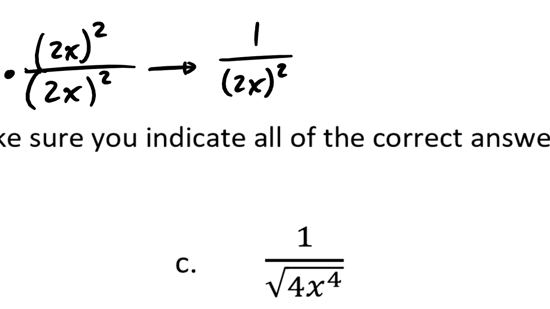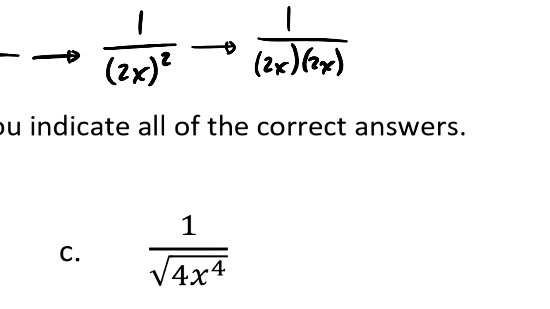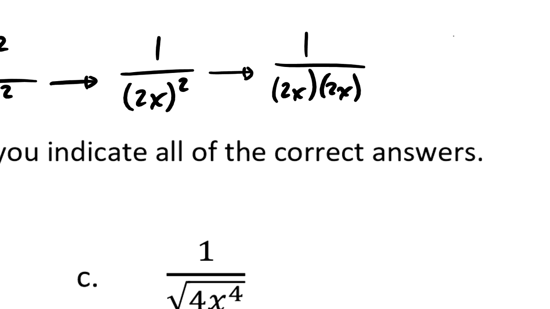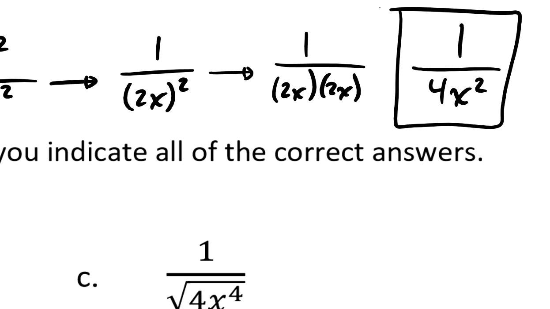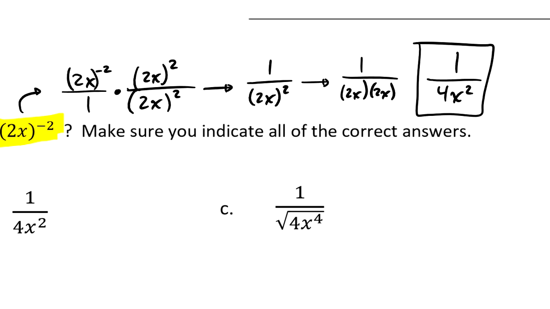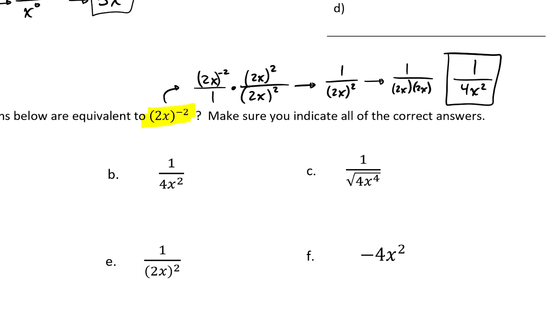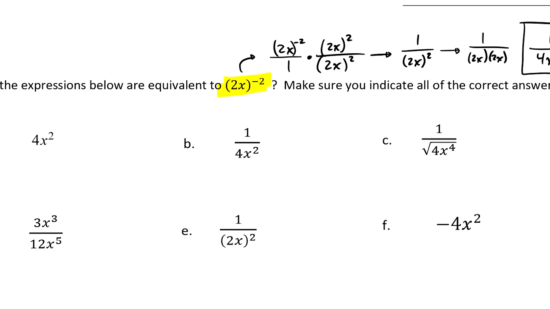So in my numerator, I've got the number 1, and in my denominator, I have (2x) in parentheses squared. Now that is 2x times 2x, and I'll write it out. There are 2 of those. 2x times 2x, and of course 2 times 2 is 4, and x times x is x squared. So my target is 1 over 4x squared. Anything below that looks like 1 over 4x squared is equivalent to the original expression. So I'm going to keep looking for 1 over 4x squared.